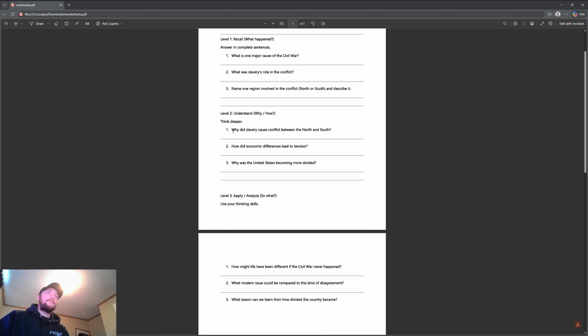Level 2 is where we want to explain our reasonings and understand why. So why did slavery cause conflict between the North and the South? How did economic differences lead to tension?